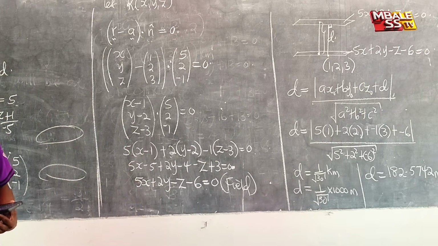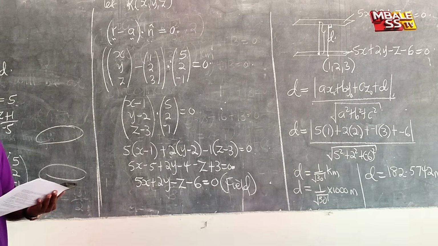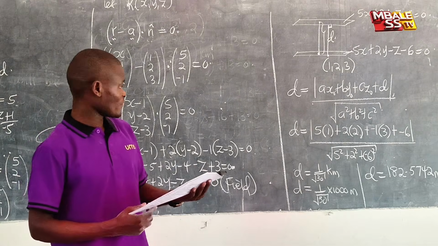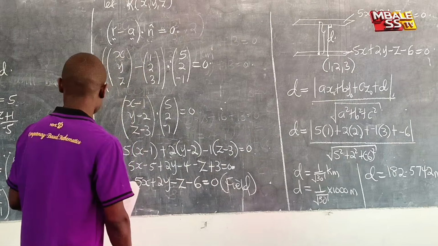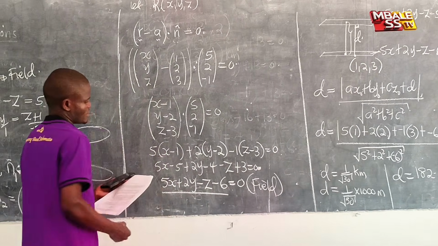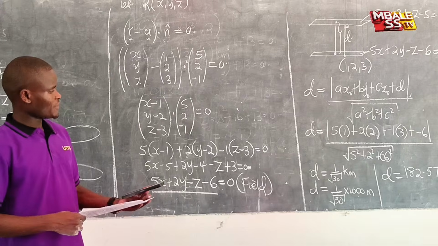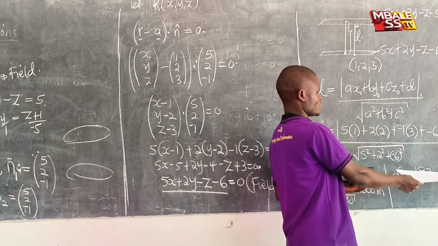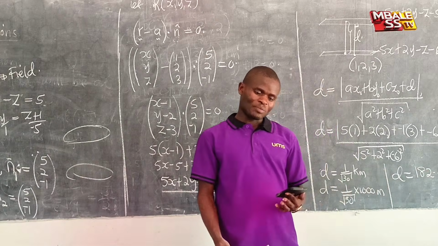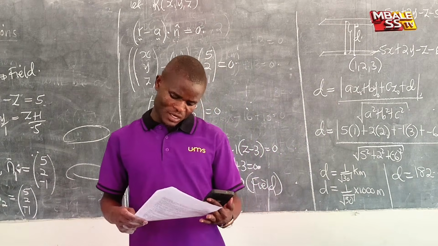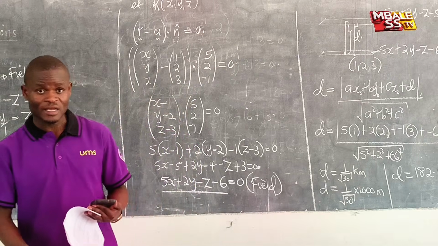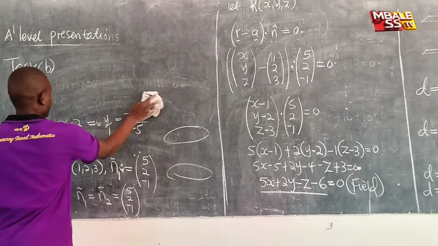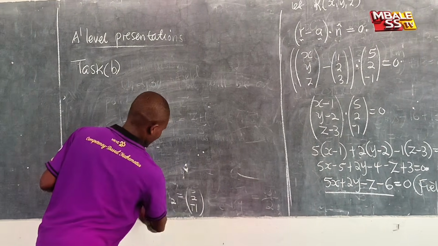So from there, we can now have some conclusions. We conclude and say the Cartesian equation representing the field is, we state this one, and at the same time we say the distance between the roof and the field is 182.5742, which is applicable according to the engineer. He wants it to be like that. And lastly, that is part C of the same question. Task part C, we are just continuing.